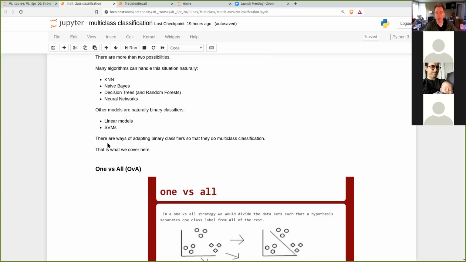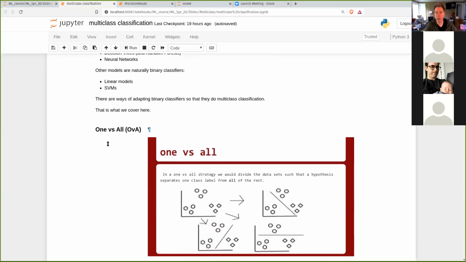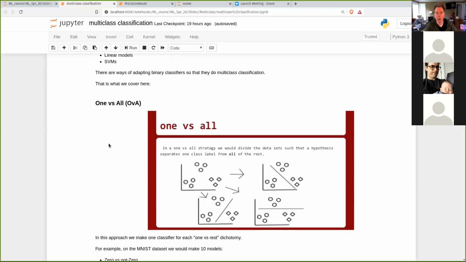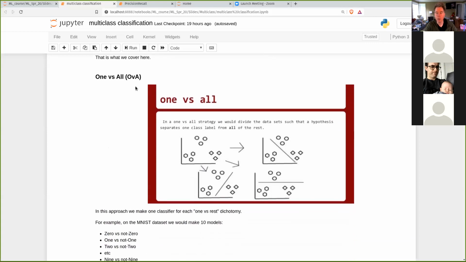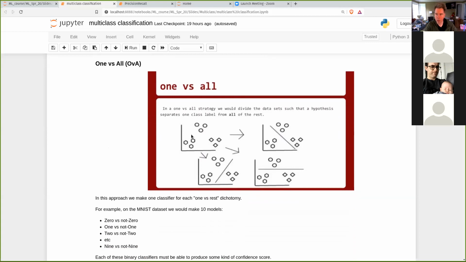Here we're just going to quickly go through how to use binary classifiers to do multi-class classification. There are two basic strategies. The first one, which is generically the preferred one, is called one versus all, sometimes also called one versus rest. I stole this slide and I'm sorry, I don't know who created it, but I'm grateful for having it. There are three different classes here: little hexagons, circles, and diamonds.